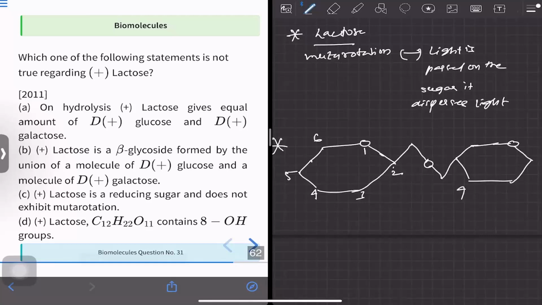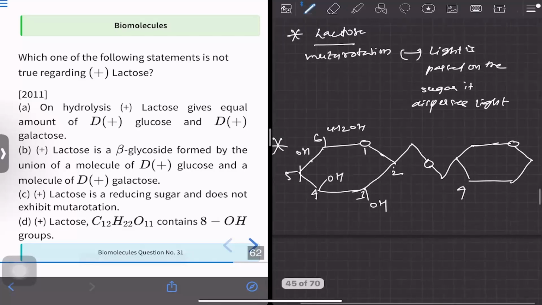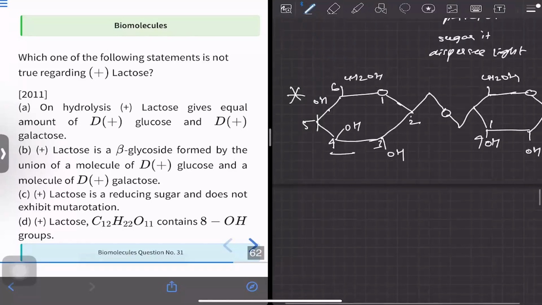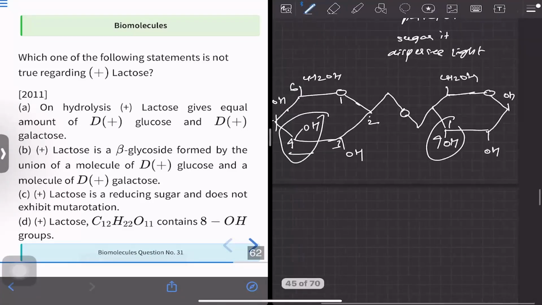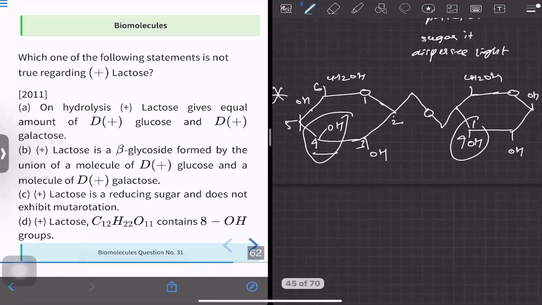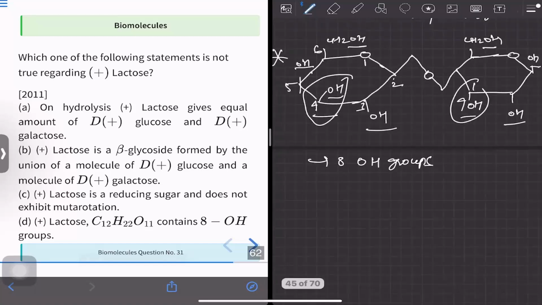So let's see how they differ. This is the OH group, this is the H group, this is OH, this is CH2OH. In the other case, here it is CH2OH, it is OH, this is OH, this is OH. See, they differ at this position, OH and OH. They're asking how many OH groups are present in lactose. See, 1, 2, 3, 4, 5, 6, 7, 8. So lactose contains 8 OH groups. So option D is correct. Option C is incorrect. So the answer will be C.